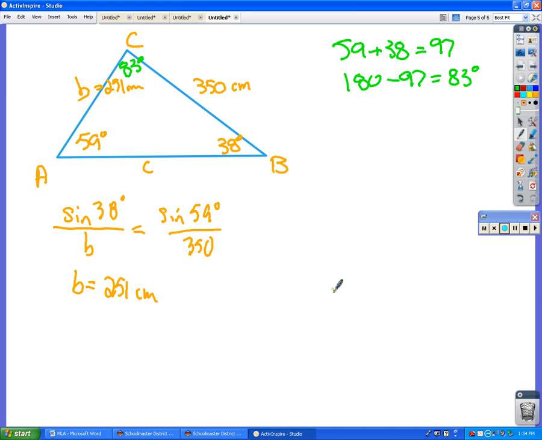So give me a proportion that I can use to figure out what side C is. Sine of 38 over, what's the length of the side opposite that? We just figured out that it was about 251, equals sine of 83 over c. Okay? So cross multiply and divide those. And I have no idea what you should get from that, but I'm sure someone will tell me in a second.